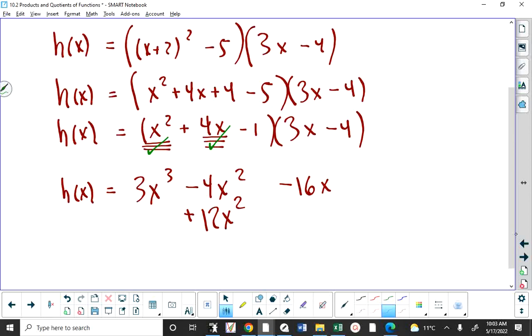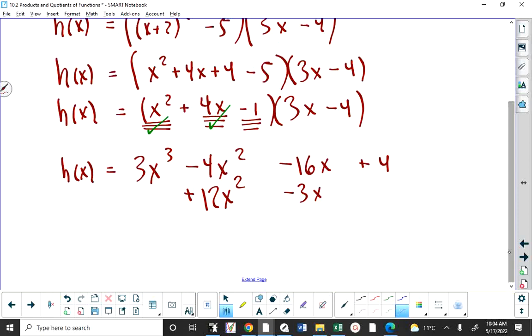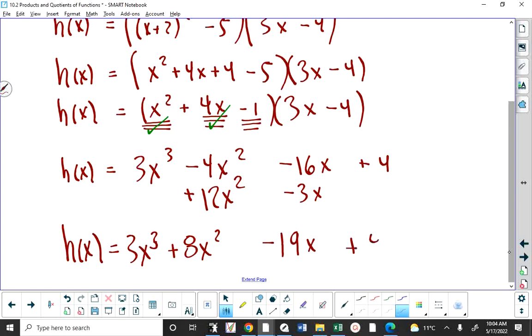And I say I'm done with that, and I will check that one. 4x times 3x is 12x squared. 4x times negative 4 is negative 16x. Now I move on to this one. Negative 1 times 3x is negative 3x. Negative 1 times negative 4 is positive 4. So h of x, the product of these functions, is 3x cubed plus 8x squared minus 19x plus 4.